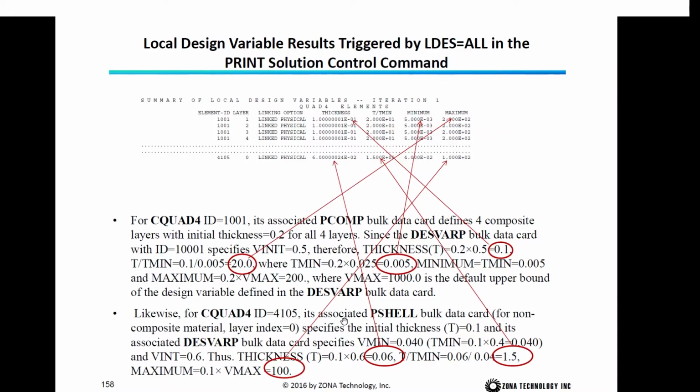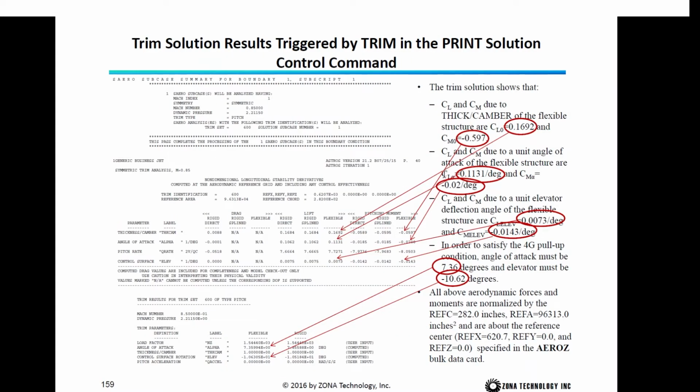And likewise, sequence ID 4105 is associated with a PSHELL card for non-composite material. So this is the layer index. If it's metal, the layer index is 0. Specify the initial thickness is 0.1, and the associated DESVARP card specifies V mean equal to 0.4. So the T mean is 0.1 times 0.4 equal to 0.04, and the V init 0.6. The thickness is 0.06. T divided by T mean equal to 1.5, and the maximum is 0.1 times V max equal to 1000. And now it prints out the trim solution.